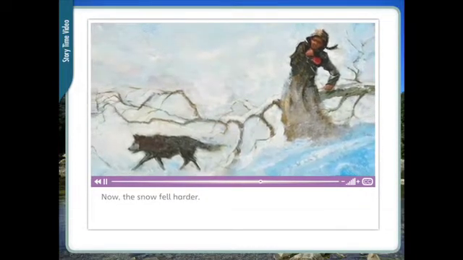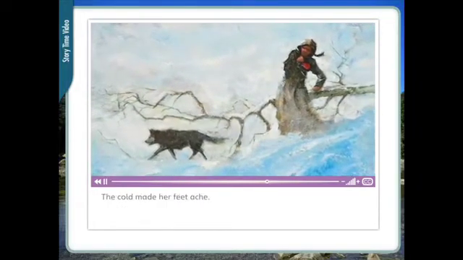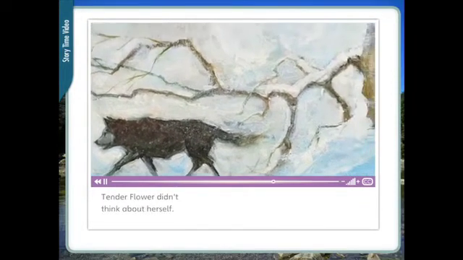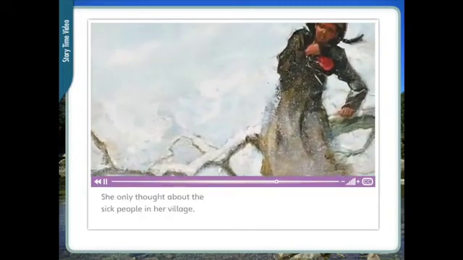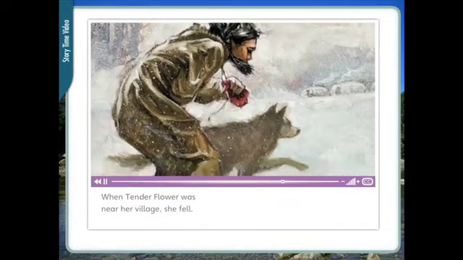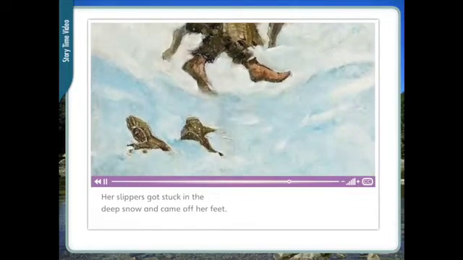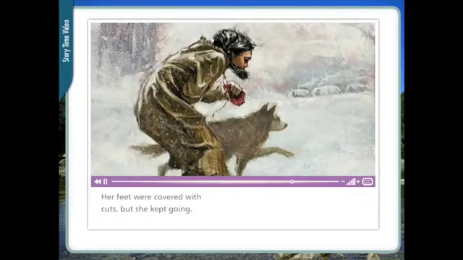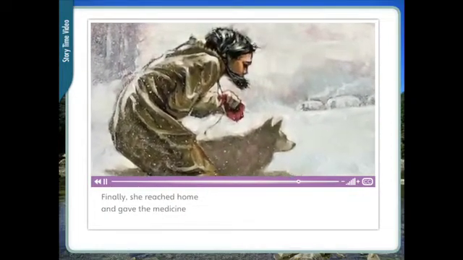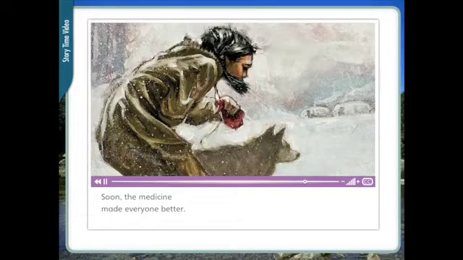Now the snow fell harder. It was night. A strong wind blew into Tenderflower's face. The cold made her feet ache. Soon she was dizzy from running. Tenderflower didn't think about herself. She only thought about the sick people in her village. When Tenderflower was near her village, she fell. Her slippers got stuck in the deep snow and came off her feet. Still, she kept running. Her feet were covered with cuts, but she kept going. Finally, she reached home and gave the medicine to the sick people in her village. Soon, the medicine made everyone better.